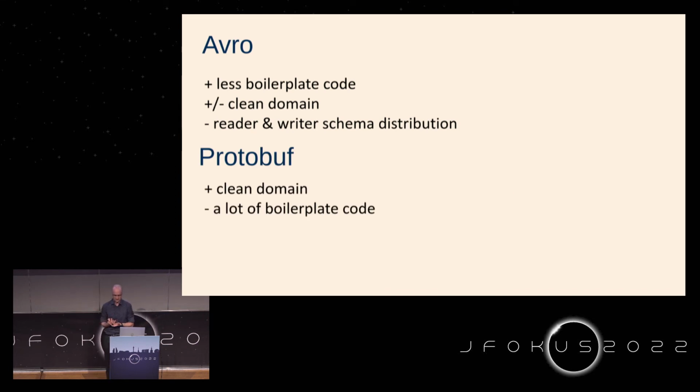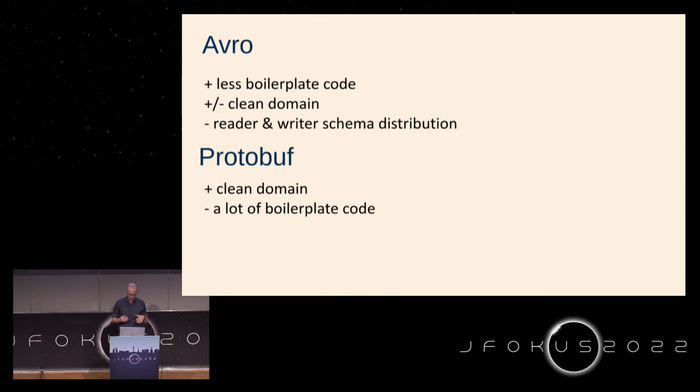In case of Avro, most likely you will be able to generate the Avro schema based on your code. So the code is first. This way you will create less boilerplate code, but at the same time you might pollute your domain with some Avro-specific things. Not to mention reader and writer schema distribution, which is quite painful from my perspective.